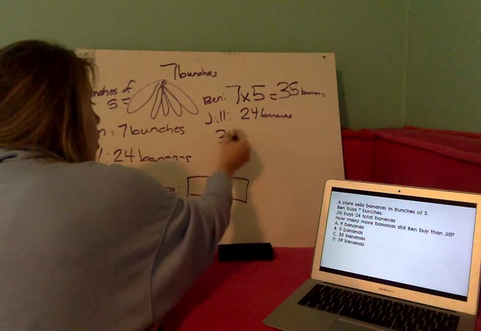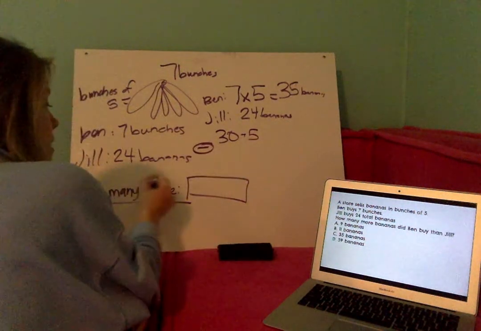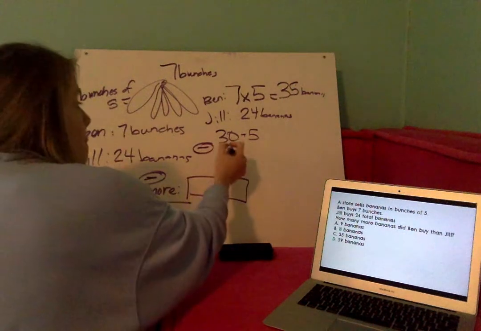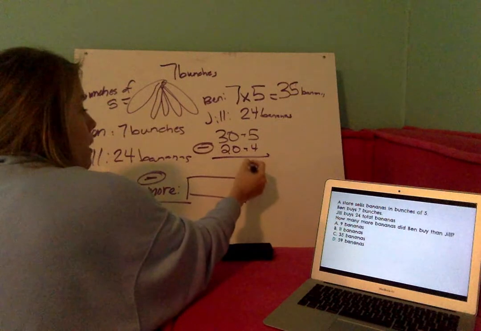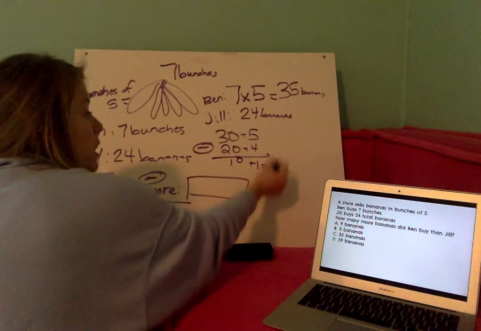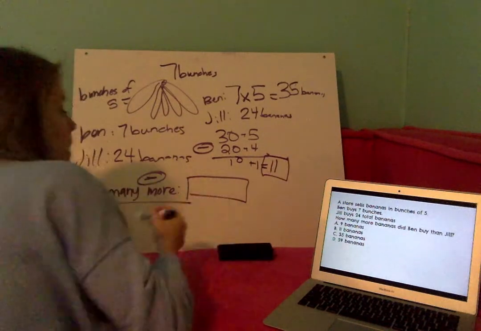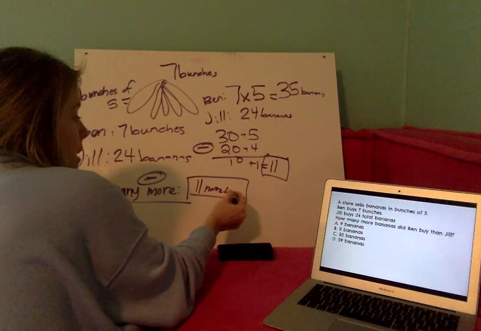How many more bananas does Ben have than Jill? So we would take 35 minus, because how many more means minus, 24. 5 minus 4 is 1. Bring down your plus and your 0. 3 minus 2 is 1. 10 plus 1 is 11. So Ben has 11 more bananas.